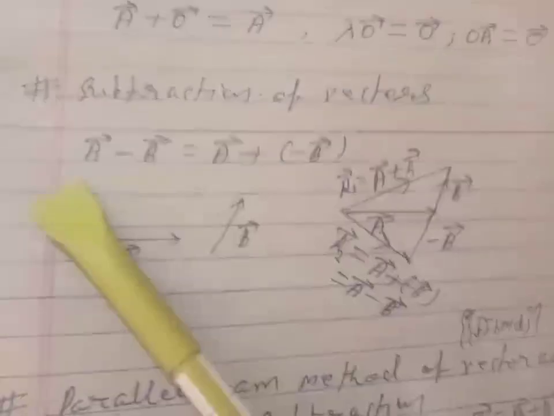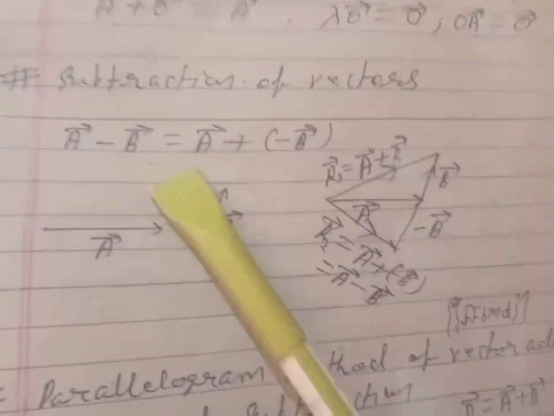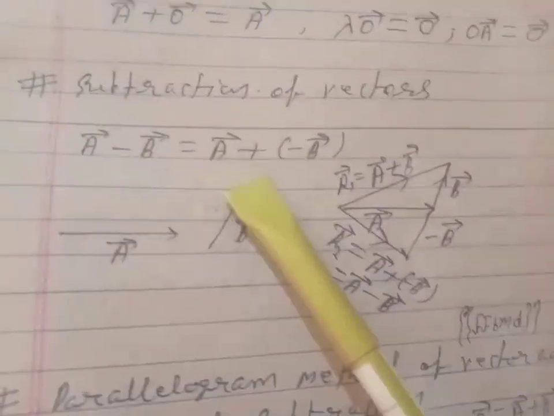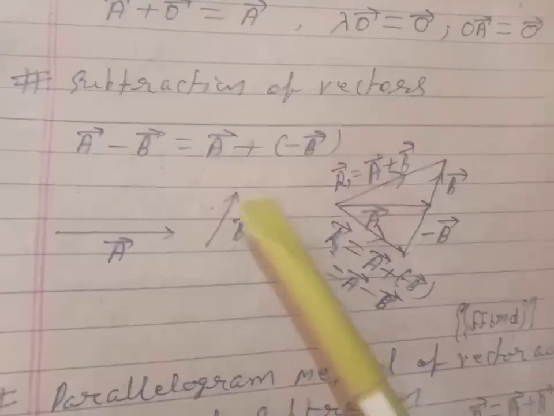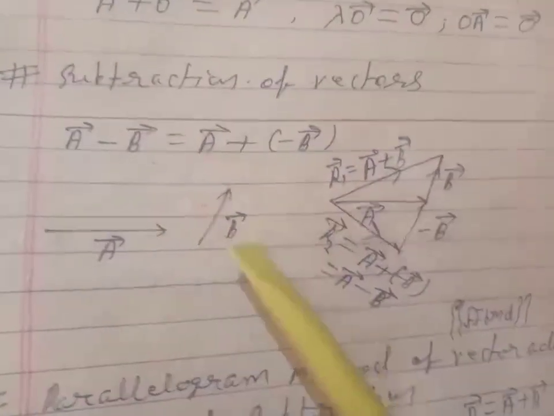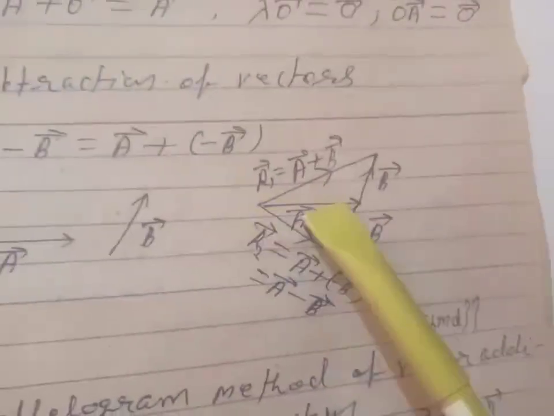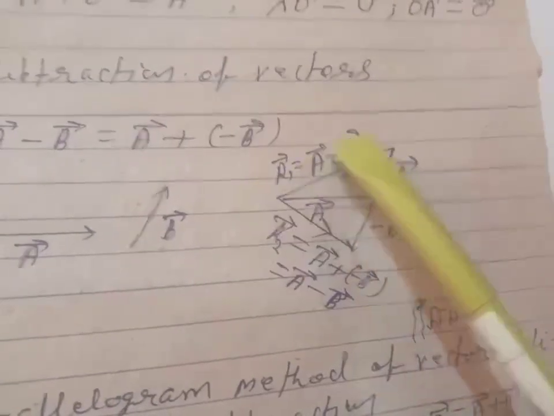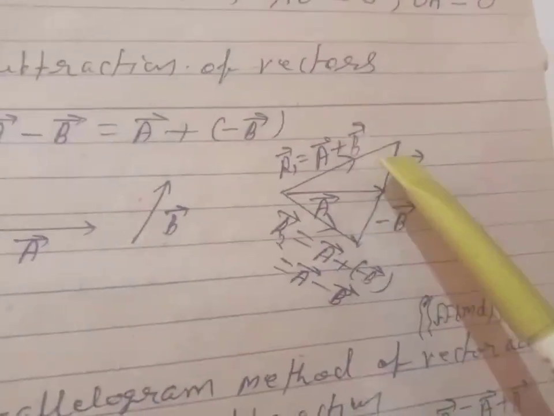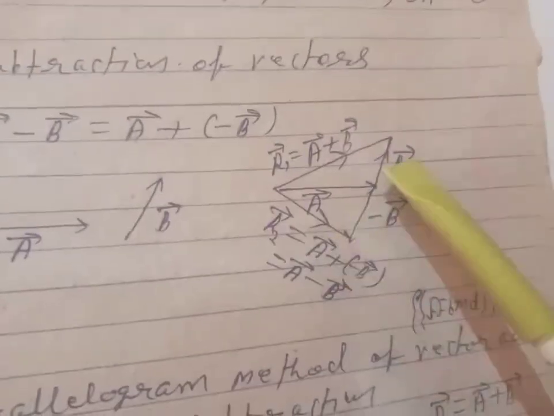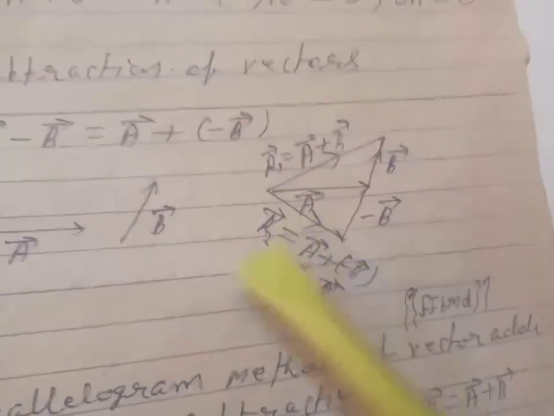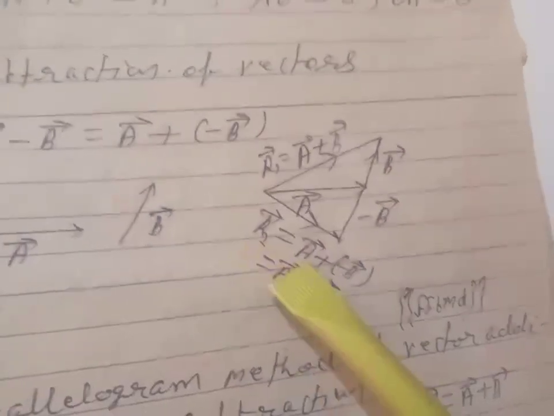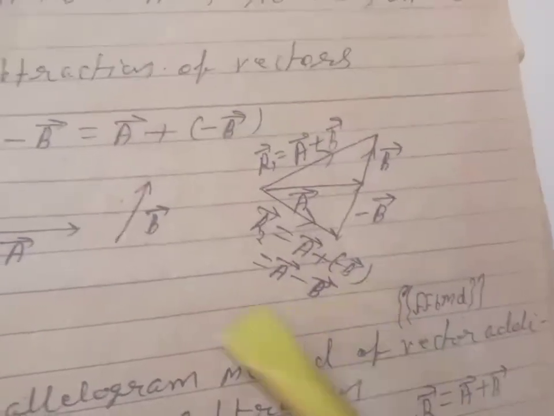Subtraction of vectors. We have A vector minus B vector, which can be written as A vector plus minus of B vector. Here A vector is shown and this is B vector, so minus B vector will be in this direction. Here it is shown, this represents A plus B. Now if we reverse the direction of B vector, this will show minus B vector, so this line shows R vector equals R2 vector equals A vector plus minus of B vector equals A minus B. Proof.